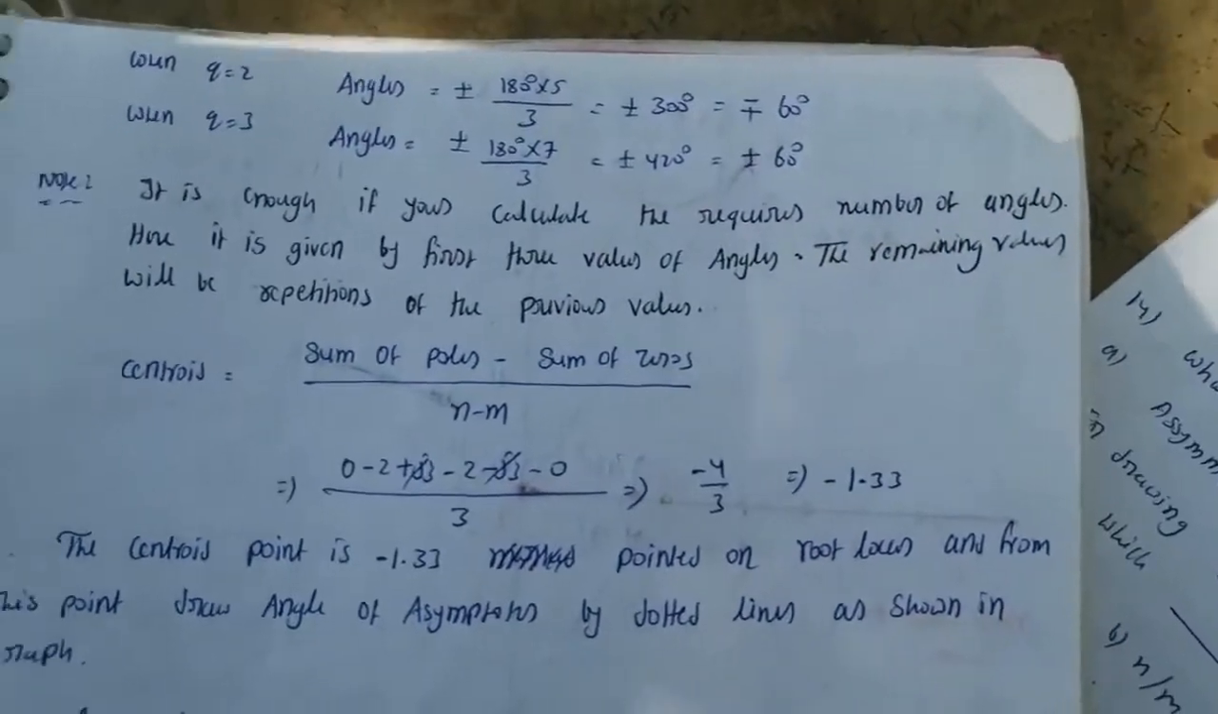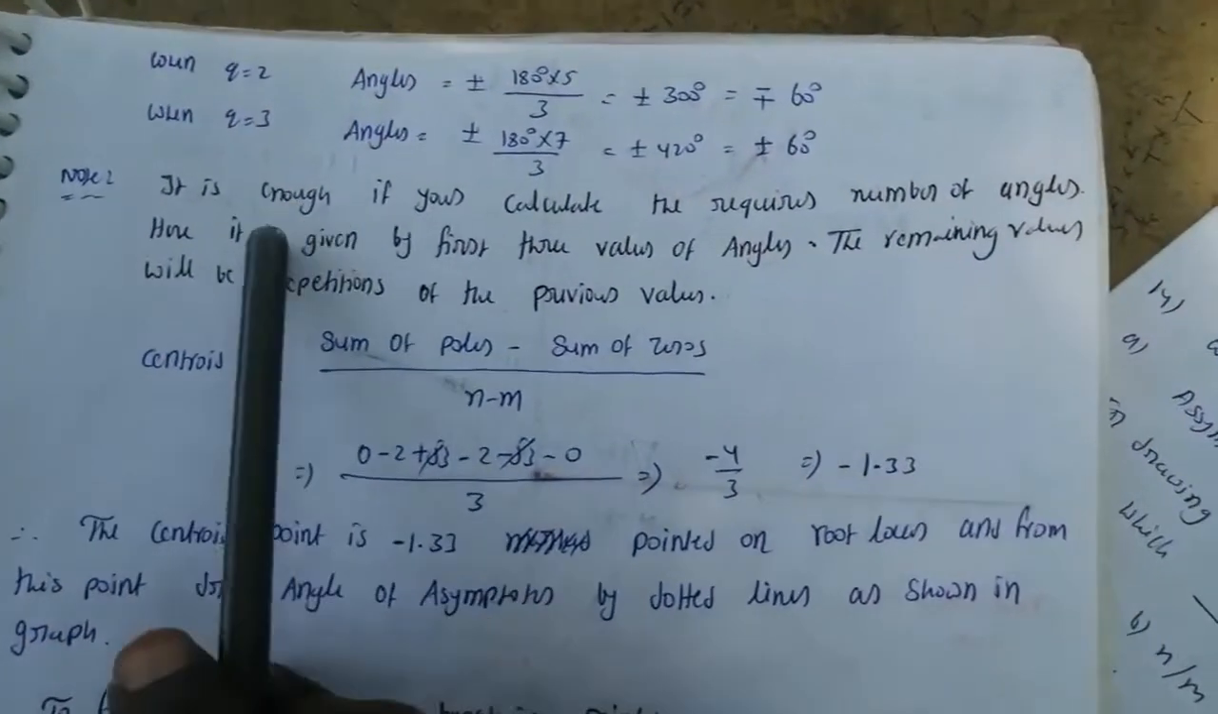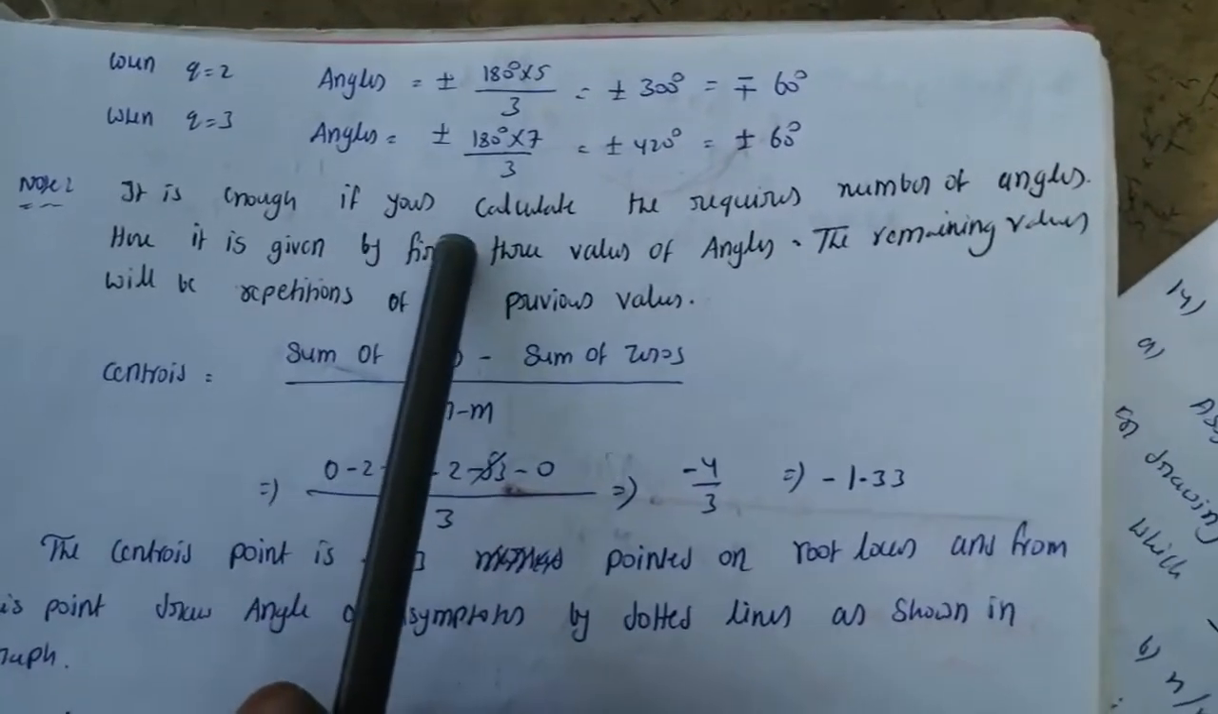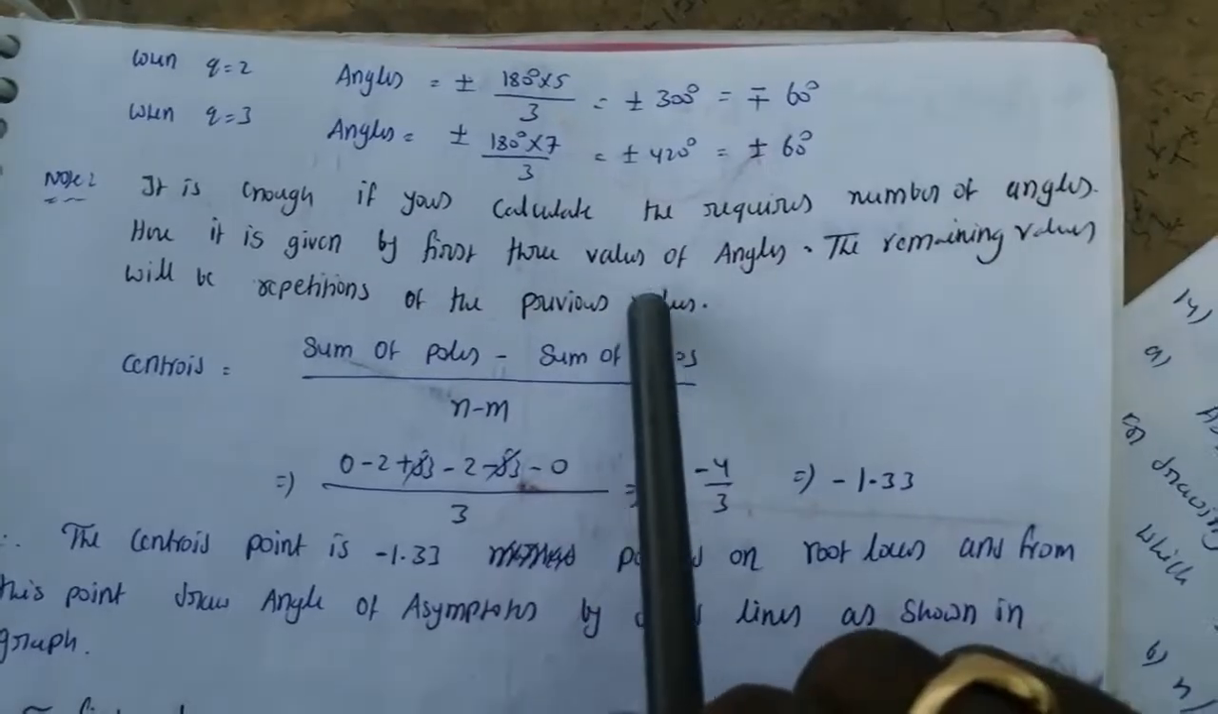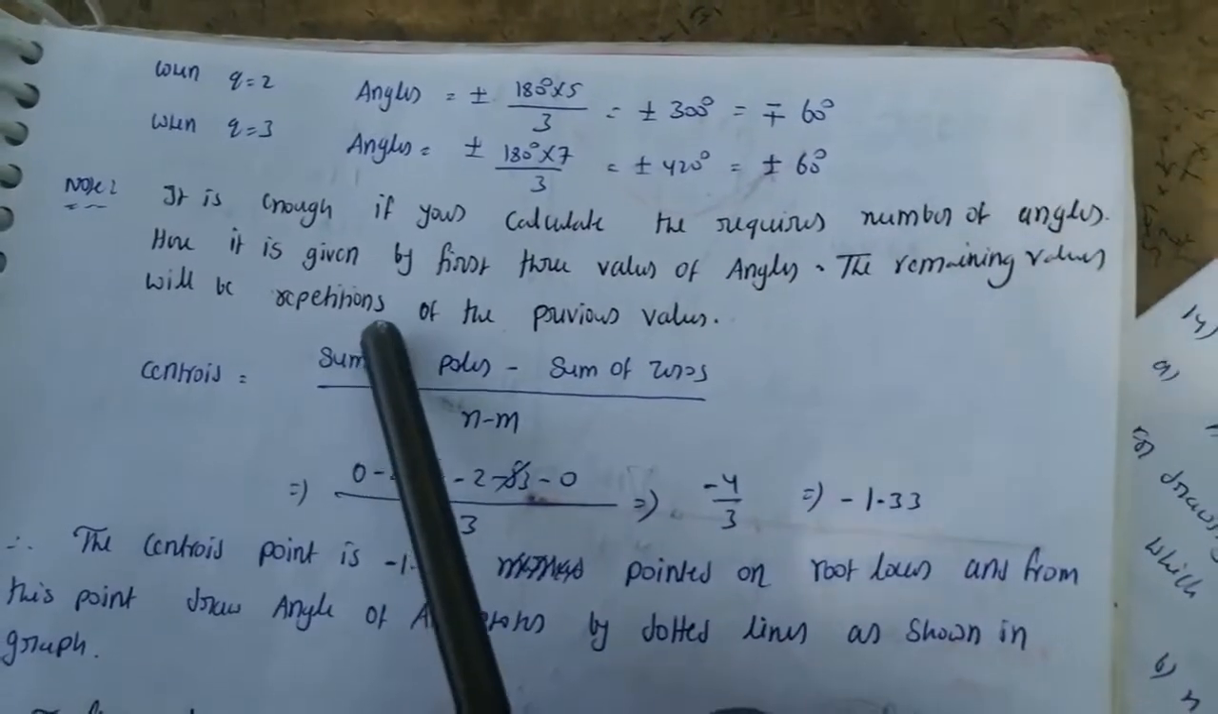See, here I mentioned, it is enough if you calculate the required number of angles. Here it is the first 3 values of angles. The remaining values will be repetitions of previous values.